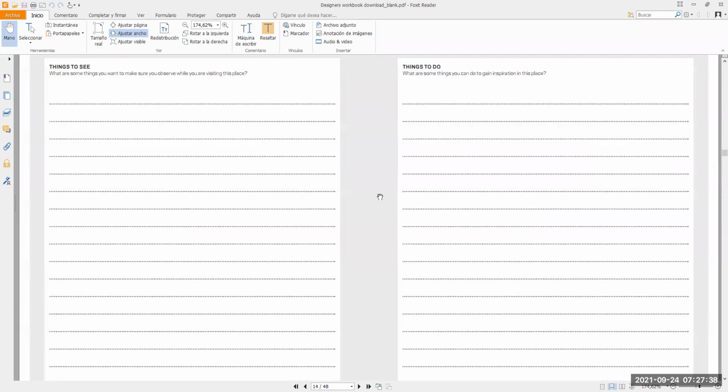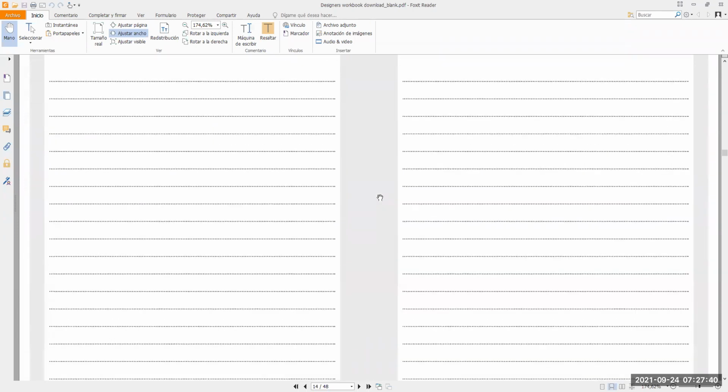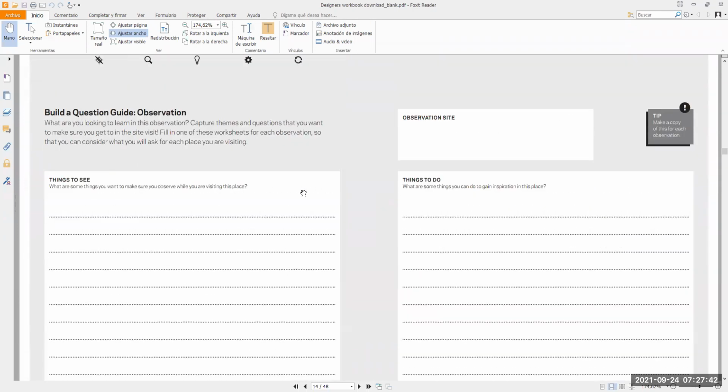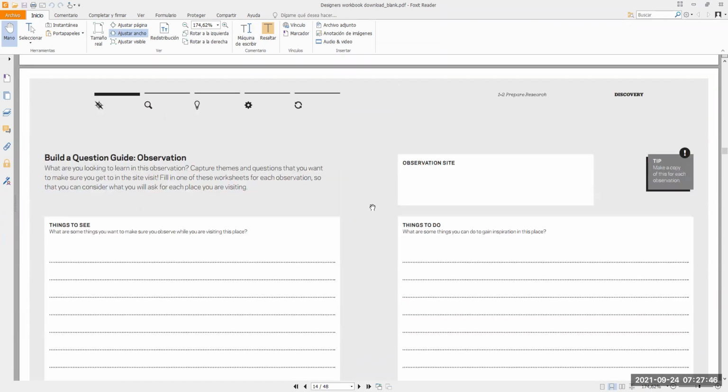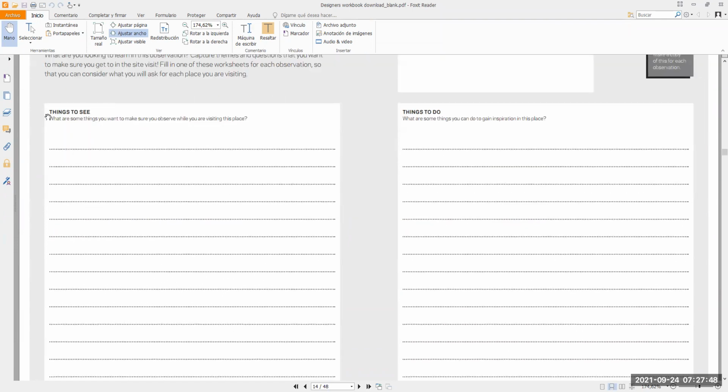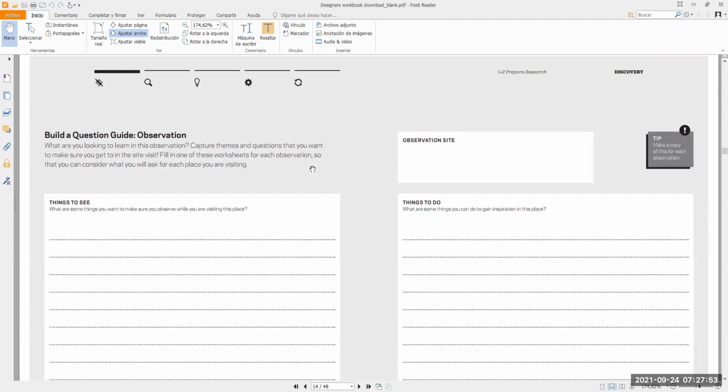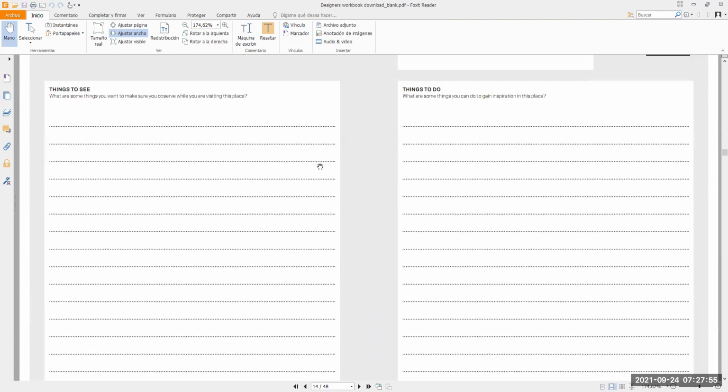And then this is the same thing, but this is for the places, remember? So question guide, observation. So here you are going to make a list of the things you want to see in that place that you're gonna visit. And then the things that you can do in that place. So for instance, let's say I'm going to go to this fair. I'm going to go to a fair, you see, where they sell handicrafts, for instance.